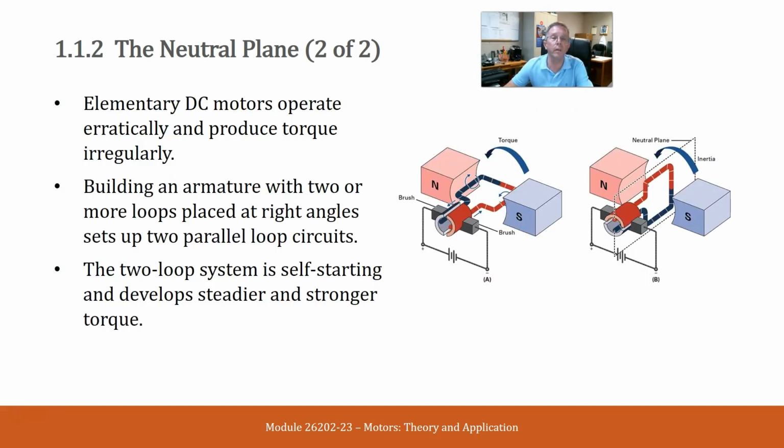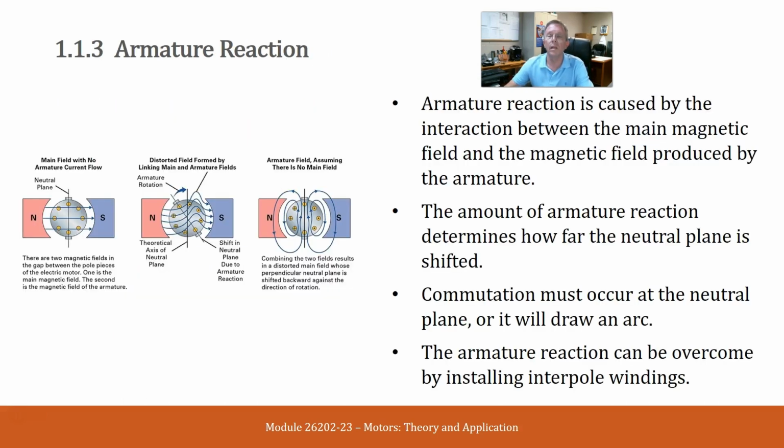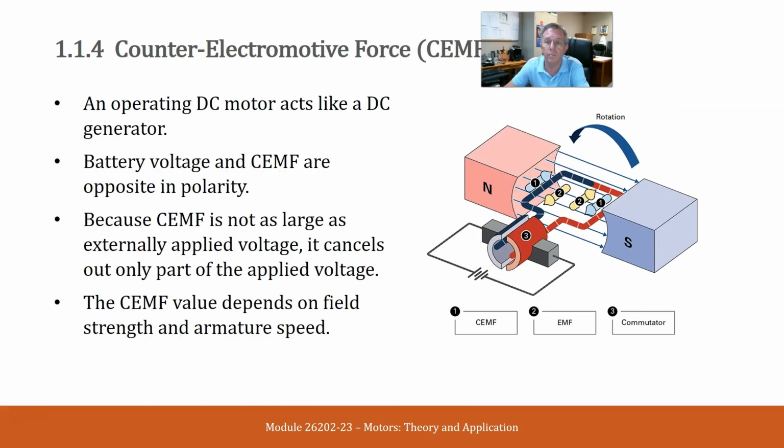Elementary DC motors operate erratically and produce torque irregularly. Building an armature with two or more loops placed at right angles sets up two parallel loop circuits. The two-loop system is self-starting and develops steadier and stronger torque. Armature reaction is caused by the interaction between the main magnetic field and the magnetic field produced by the armature. The amount of armature reaction determines how far the neutral plane is shifted. Commutation must occur at the neutral plane or it will draw an arc. The armature reaction can be overcome by installing interpole windings.